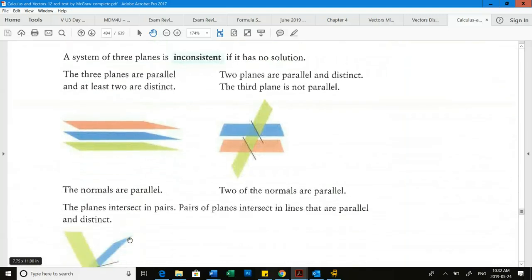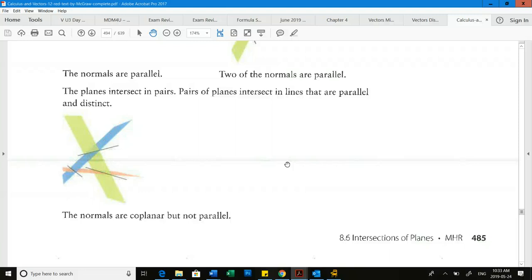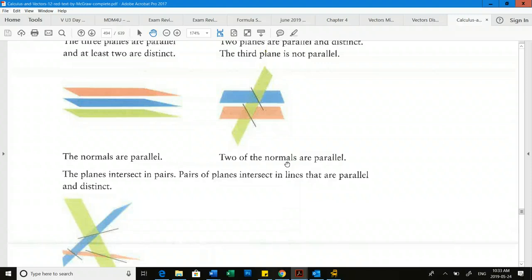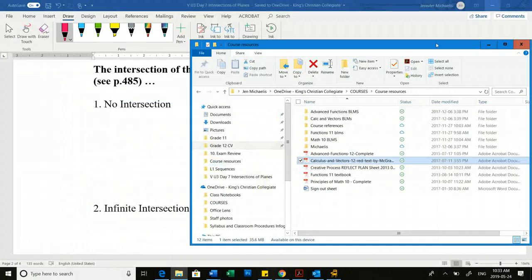Inconsistent, no solutions. So I could have 3 parallel planes. I could have 2 parallel and 1 cutting through. So 2 of those have an intersection along a line, but the line of intersection for the other one is different. So no definitive point where all 3 are crossing. And then we can also have this triangular thing created where they intersect at 3 different lines. So all of these would be considered inconsistent systems.